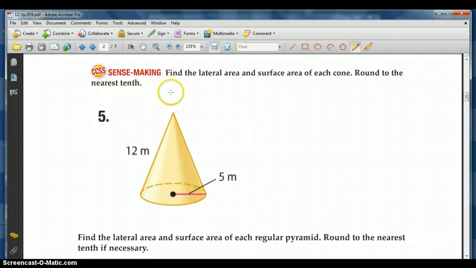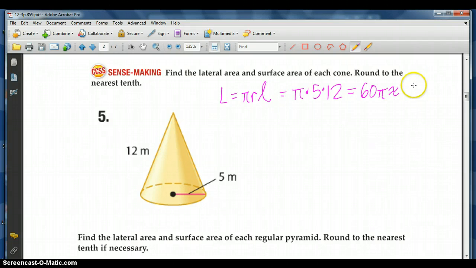Number 5, find the lateral area and surface area of each cone, round to the nearest tenth. So our lateral area is given by the formula pi times r times L, where L is the slant height. So this would be pi times 5 times 12, or 60 pi, and to the nearest tenth, 188.5.